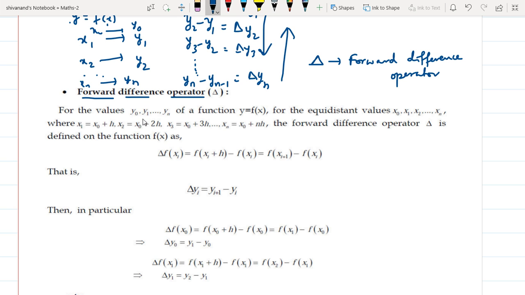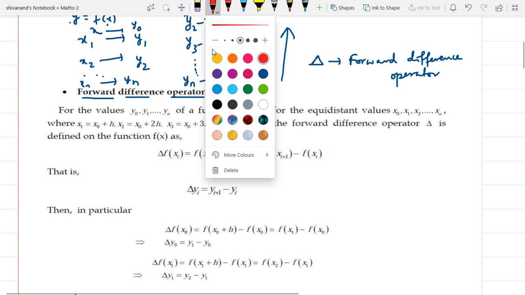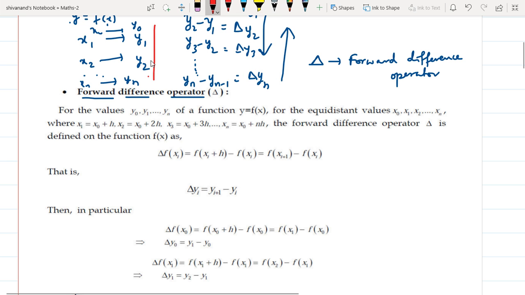Now what is a forward difference operator? For the values y0, y1, and so on, yn, as I explained here, of a function y is equal to f of x. So we have considered a function y is equal to f of x for the values x0, x1, x2, and so on, xn. Earlier we have taken x1, x2, xn, and we don't know whether they are equidistant or not.